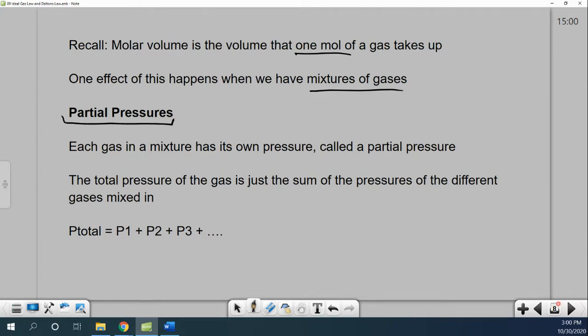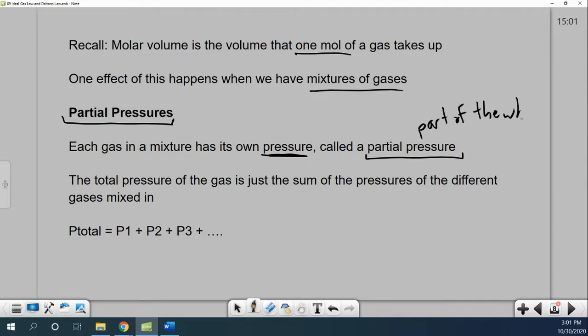Each gas in a mixture has its own pressure that it exerts, right? Because its molecules are hitting the side of the container. It is going to exert some pressure. If I put more gas in there, that gas will also exert pressure on the side of the container. We call each gas's pressure a partial pressure because it's part of the whole.